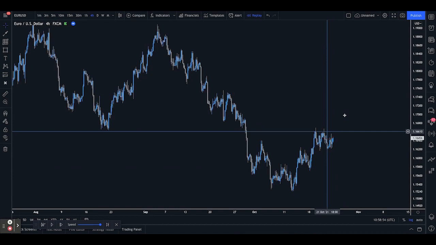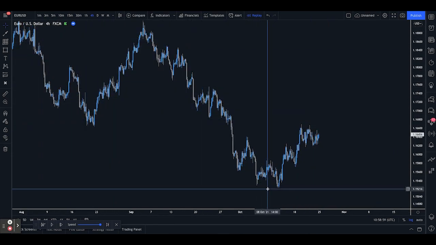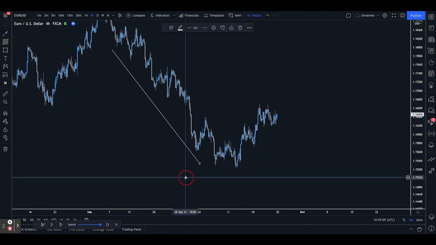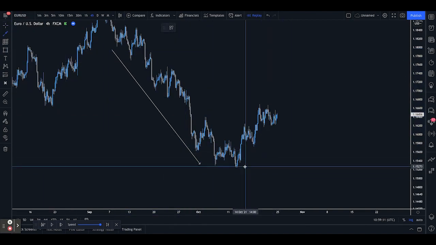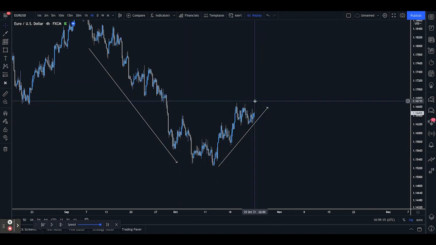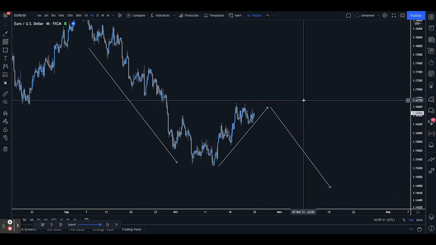Okay, so if we keep in mind what we said on the structure episode, we have the impulse, we have the correction. Within the correction is substructure. So the swing structure is this large downside move, and then we have a substructure uptrend. Okay, so what we're looking for is basically price to come into a meaningful area to then form the next leg of swing structure, which is going to drive the market down.